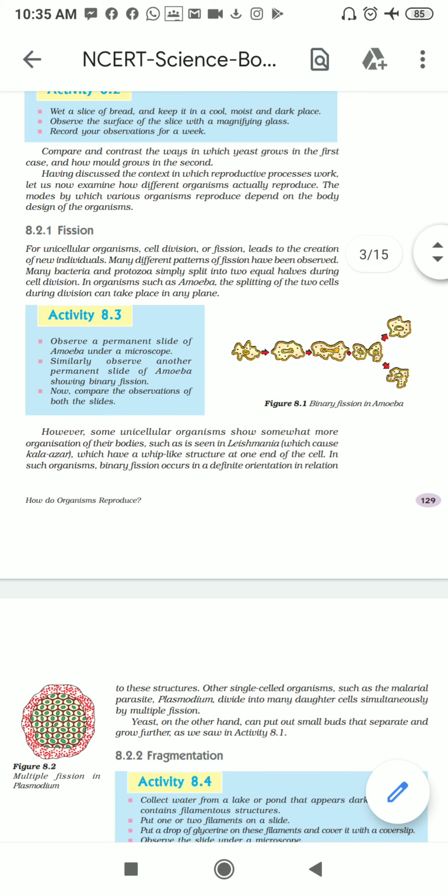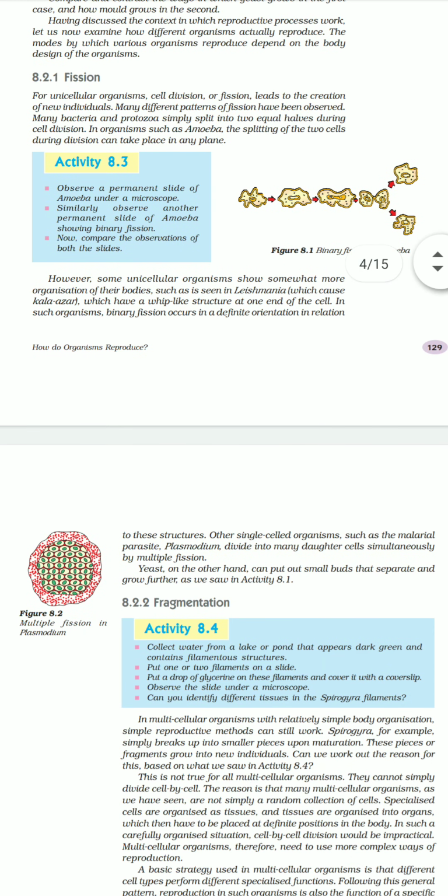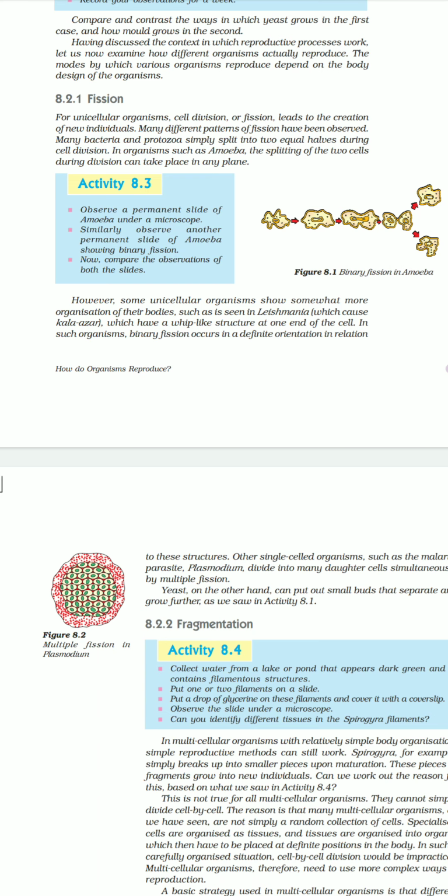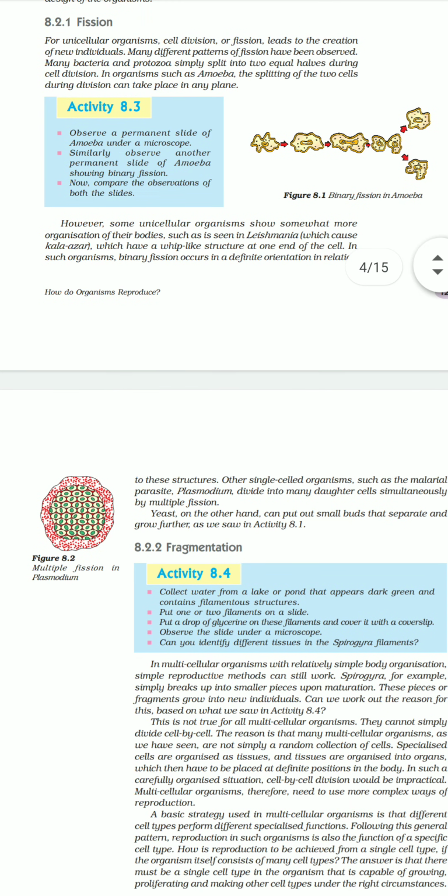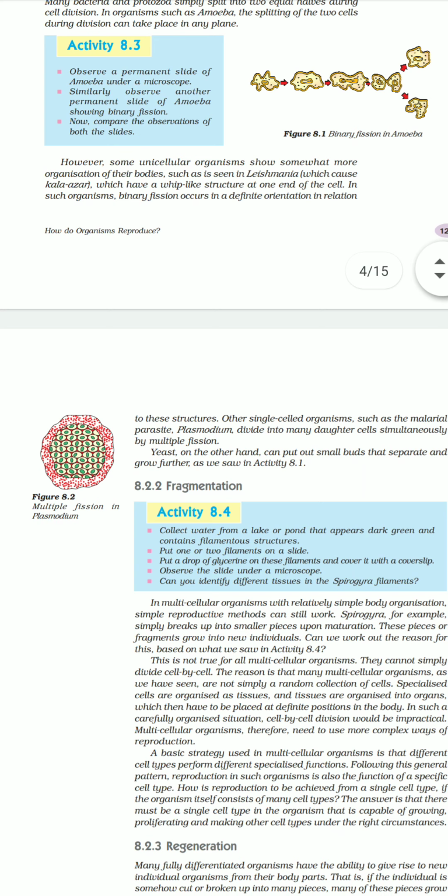Then the next type of fission is multiple fission, which takes place in Plasmodium. Plasmodium is again a kind of protozoa which causes malaria. In this particular type of division, the nucleus divides several times into many daughter nuclei without involving cytokinesis. That is, karyokinesis is taking place but cytokinesis is not, and the result is that so many nuclei are formed inside a single cell, and these nuclei arrange along the periphery of the parent cell.